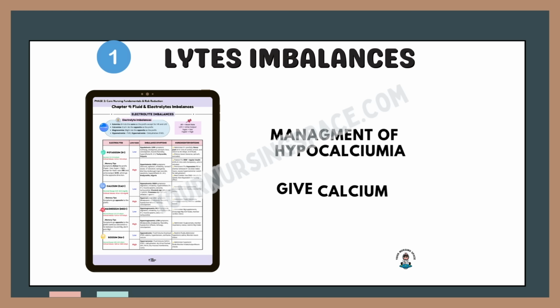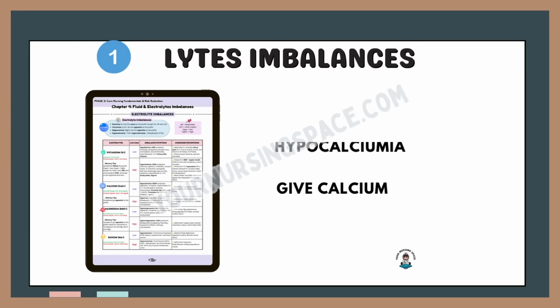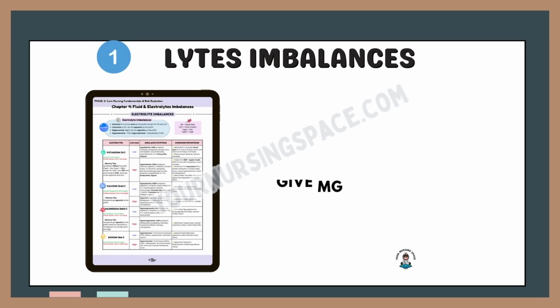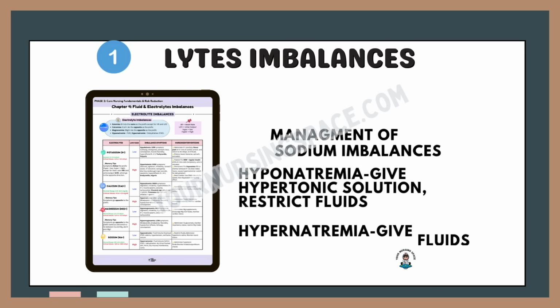What about hypocalcemia? It definitely needs calcium. Give it through IV if it's urgent. Oral if it's mild. Hypercalcemia? Flush it out with fluids and diuretics. Magnesium's similar to calcium treatment. Replace it for low, dilute it for high. What about sodium? For hyponatremia, you should restrict fluids or give hypertonic saline if severe. Hypernatremia needs slow rehydration to dilute the fluid.